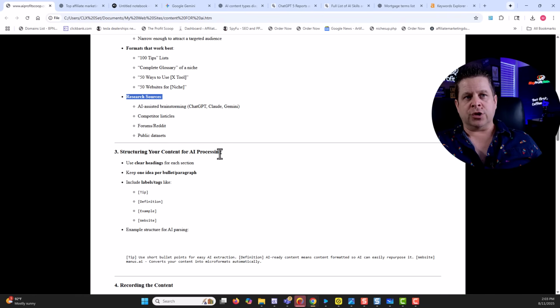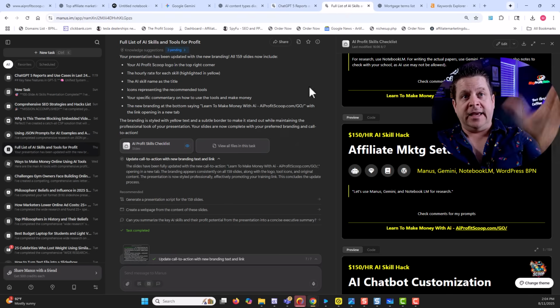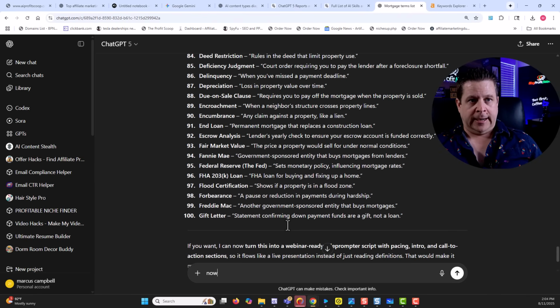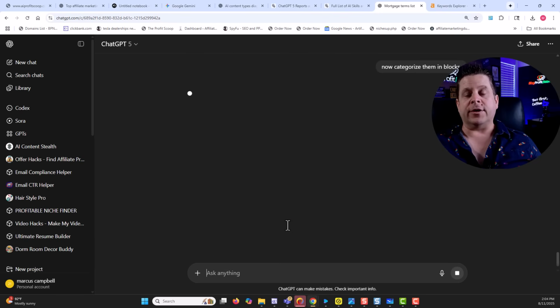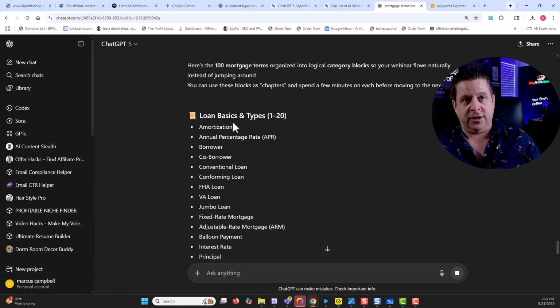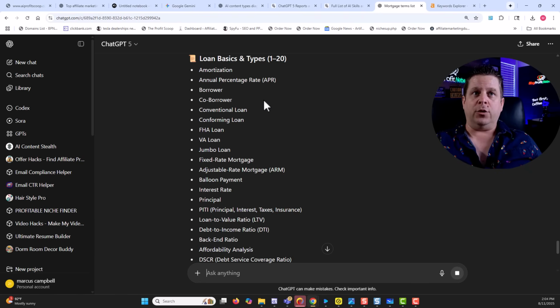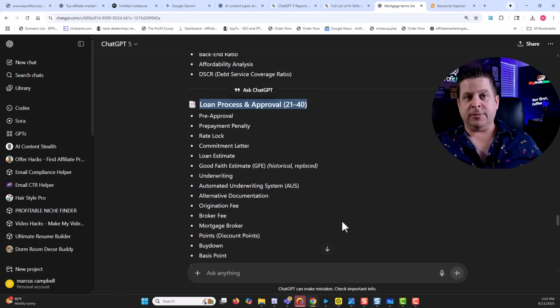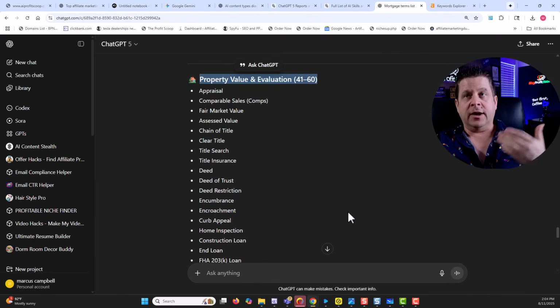So what we're going to do is structure our content for AI processing. We're going to think about, okay, clear headings. So if I'm doing this big mortgage terms thing, now I might say, categorize them in blocks or something like that. And it'll go through and categorize. That way it's like, oh, here's the ones that are about lenders. Here's the ones that are about this, right? Loan basics and types. So now the AI would know, as I read this, boom, here's the types. As I read this, here's the process and approval. As I read this, property value, on and on we go.